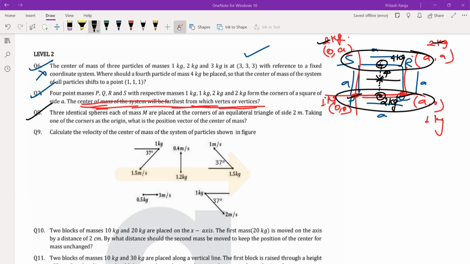Let's check this one. Three identical spheres of mass m are placed at the corners of an equilateral triangle of side 2 m. Three identical spheres are placed, right? So we can consider them point masses, right? Side is 2 meters. Taking one of the corners as the origin, what is the position?